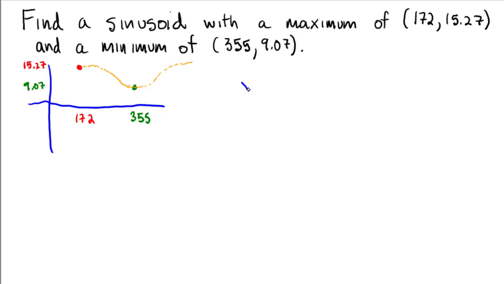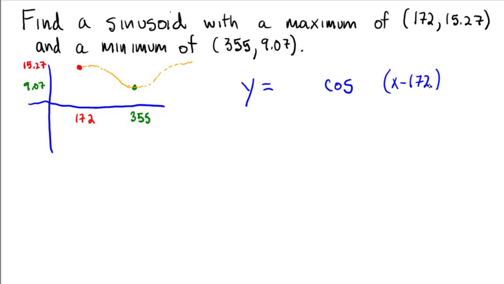So the first step is I'm going to start off and say I'm going to let our model be y equals some kind of cosine graph. Second step is that this model has been vertically shifted and horizontally shifted. Probably the clearest one to see is the phase shift. Since the maximum is at 172, it's been shifted to the right 172 units. So I will go with x minus 172. That creates that horizontal shift.